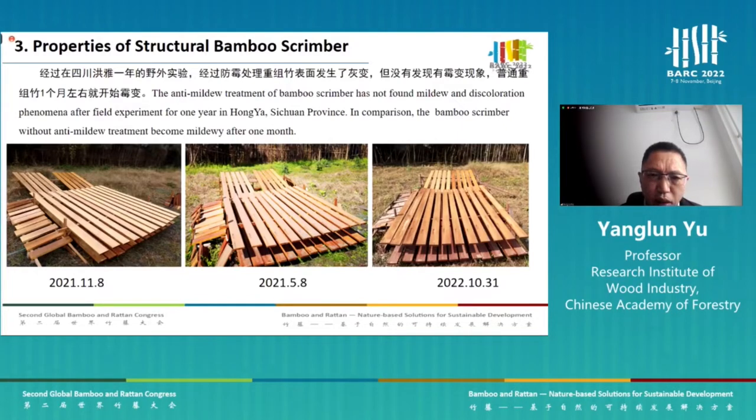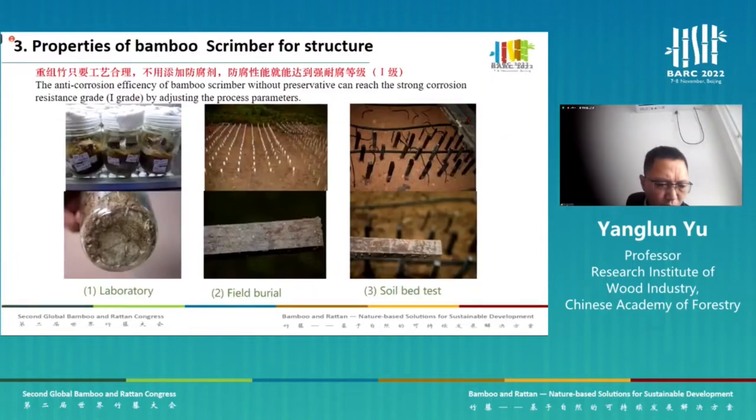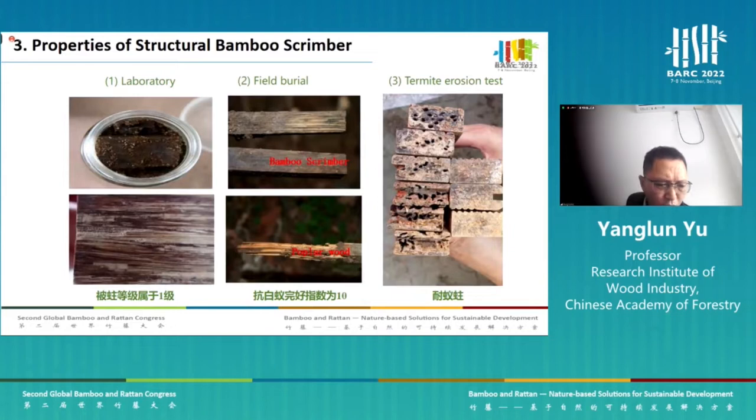These are the field experiments. After 2 years of time, you can see the surface does not change much, while the original bamboo, after 1 month, the surface will change. Through our lab experiments, we can find that the anti-corrosion efficiency of bamboo scrimber is very strong, and it can reach grade one.